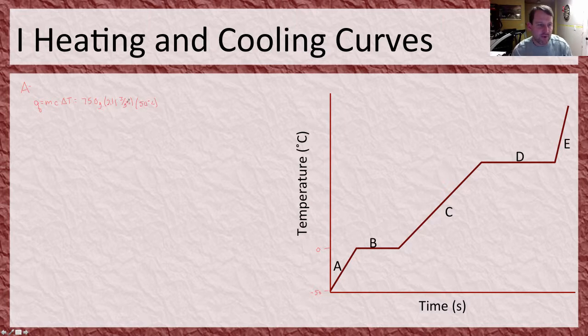And just to check our units, degrees Celsius cancel, grams cancel, and we're left with just joules. When we do this math, we get 75 times 2.11 times 50. We get 7,913 joules.